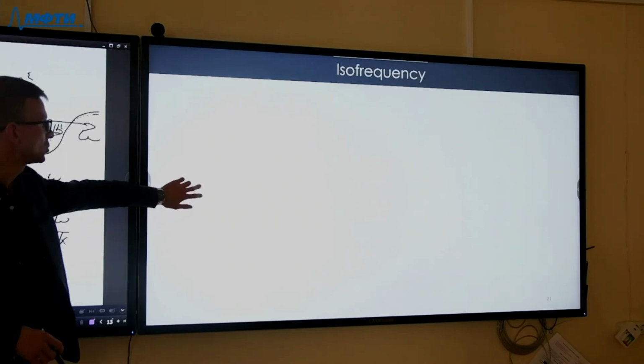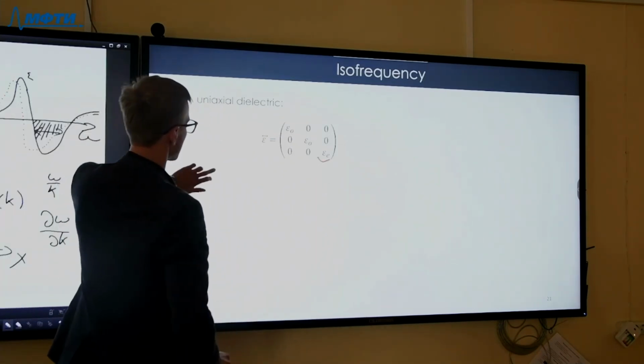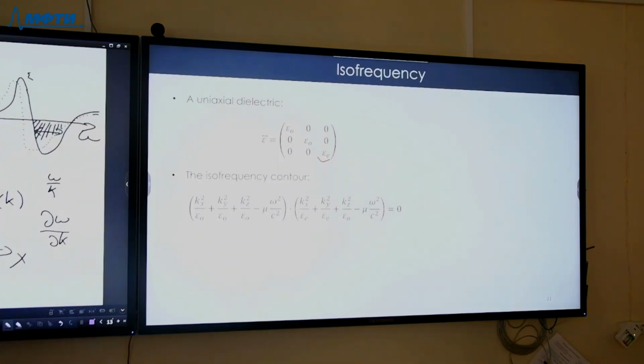Now let's go to more interesting examples. Let's consider a uniaxial dielectric with the matrix elements epsilon ordinary, epsilon extraordinary. If we write explicitly the Fresnel equation for the system, we're going to have the following two factors which describe our quartic surface. Setting either of these factors to 0 gives you a certain set of solutions.